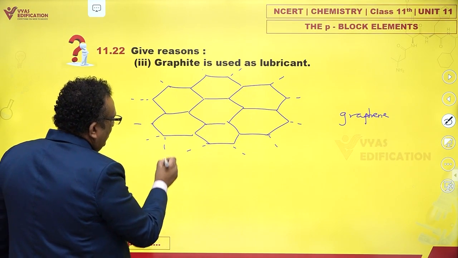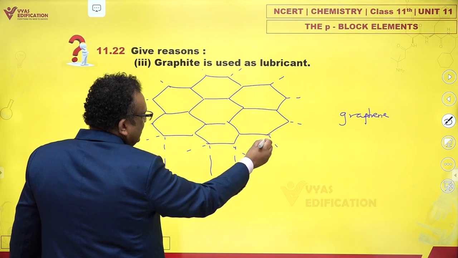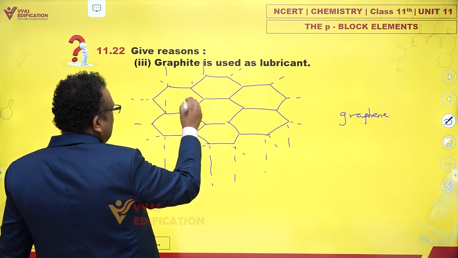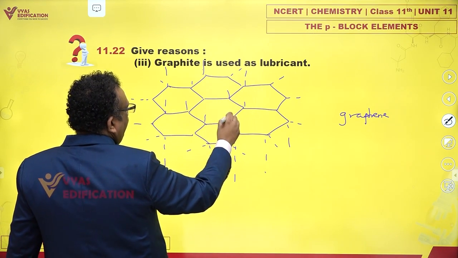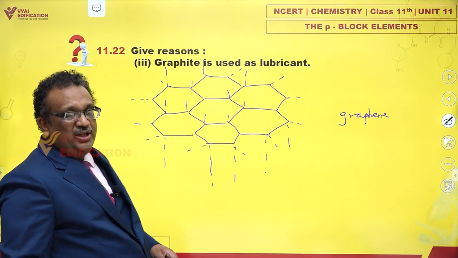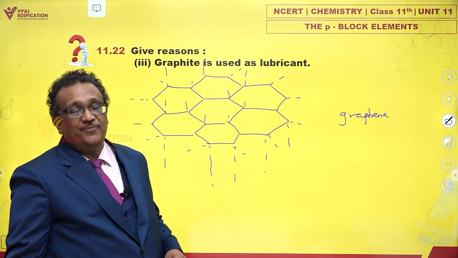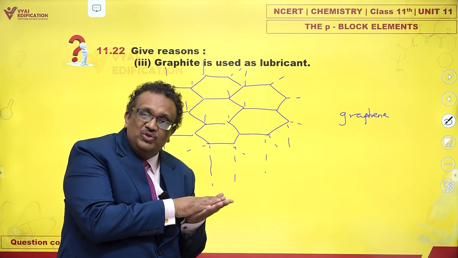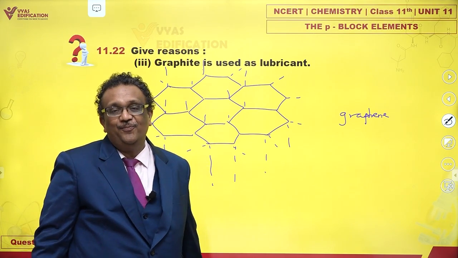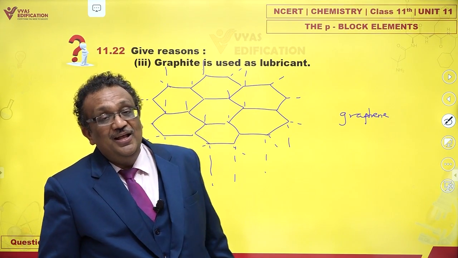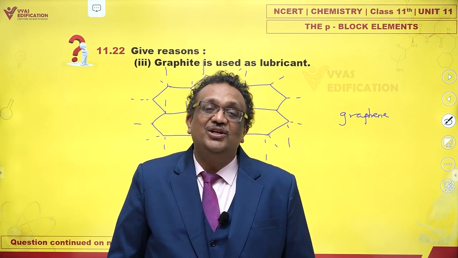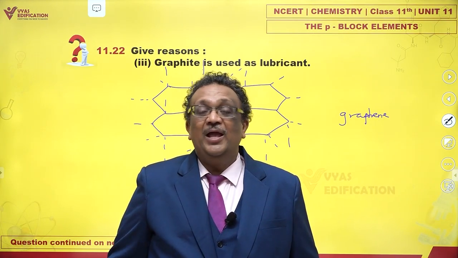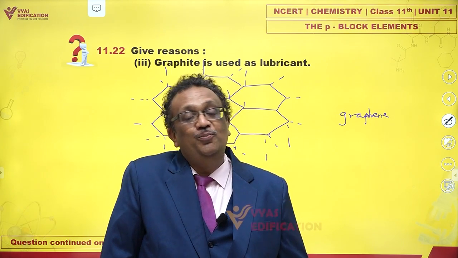If you join them, you find that when these layers are placed one above the other, they are just attracted to each other by van der Waals forces, very loosely held. And they actually give you your entire graphite. Since these layers are only held by loose van der Waals forces, they can slip over each other. And because they can slip over each other, graphite is not very hard or rigid. It is very soft. And because of the slipping at the molecular level, it can function as a lubricant.